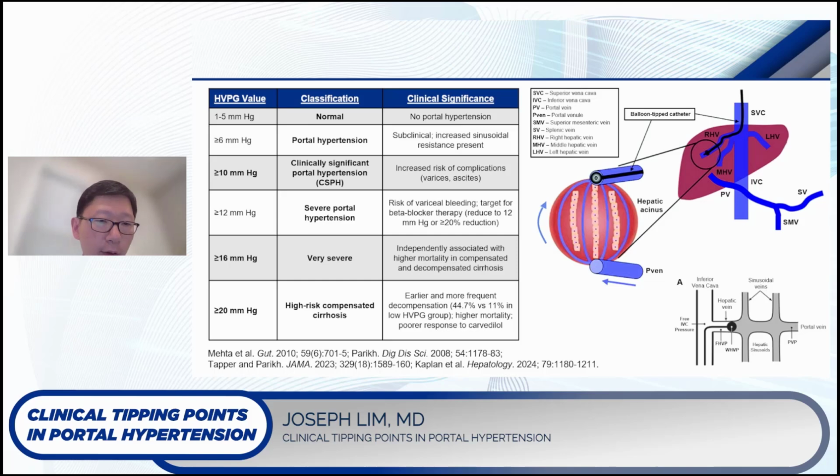And more than 12 is usually the threshold where we believe someone is at risk for variceal hemorrhage. In other words, 10 millimeters of mercury to develop varices, more than 12 for them to bleed. Once you get to more than 16, that's considered very severe. And more than 20, these patients are considered to be very high-risk patients for decompensation events.